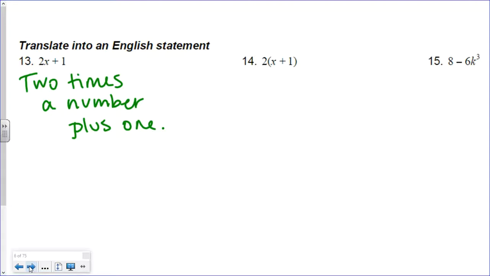More than does not flip, only less than flips. What do you start with? What's it say up there? 2. Now, the parentheses and the 2 are smushed together, aren't they? What does that mean? Multiplication. So what's something that means to multiply by 2?